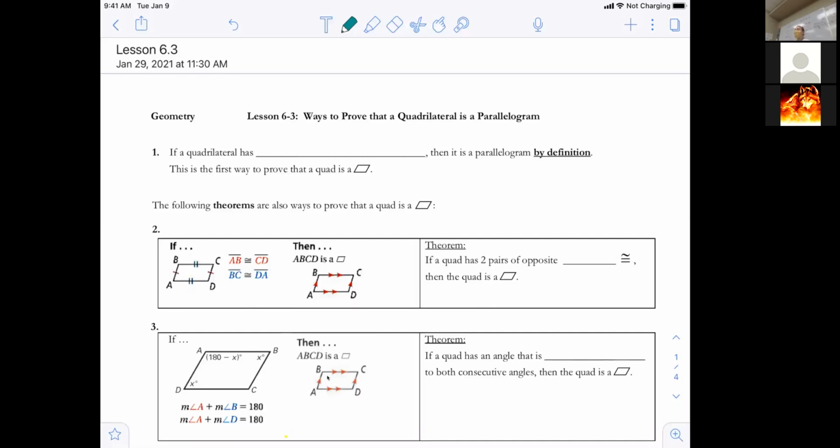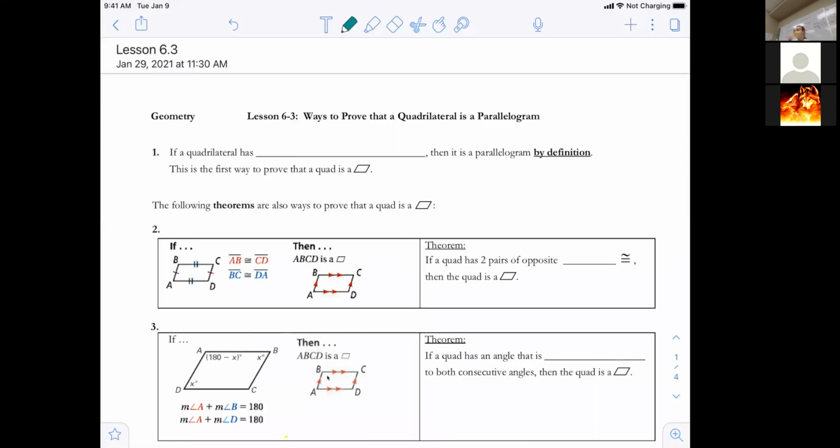So in all of 6-2, we were saying if a quad is a p-gram, then a bunch of things, right? What's one thing that we knew? Billy, give me one. Well, it has two sets of parallel sides. Good. If a quad is a p-gram, what's another thing we knew? Opposite angles are congruent. Very good, Kate. What's another thing we knew, Caleb? Consecutive interior angles are supplementary. Good. What's the fourth thing we knew?